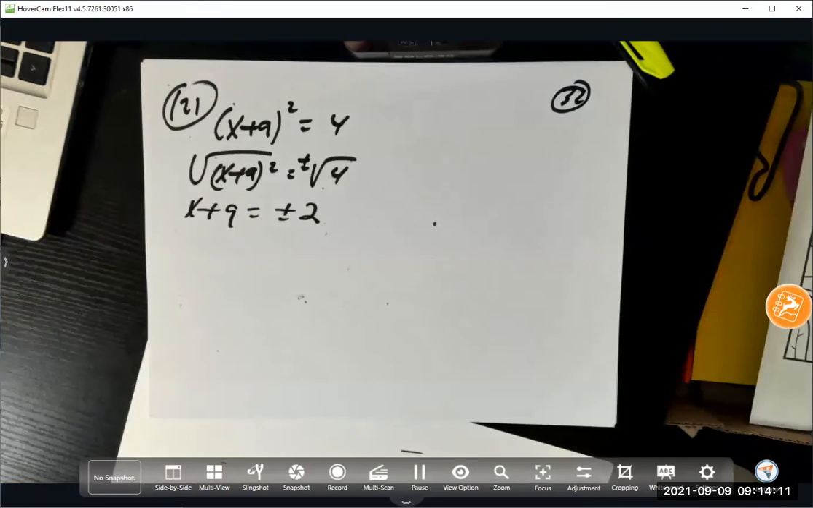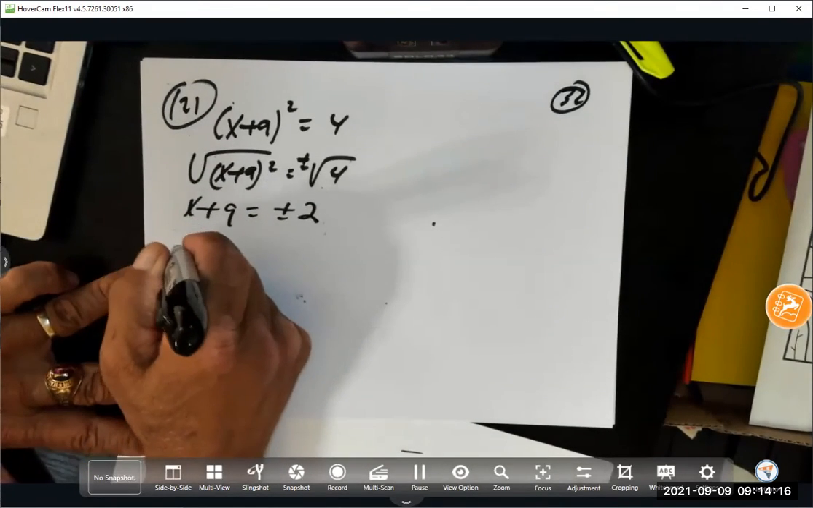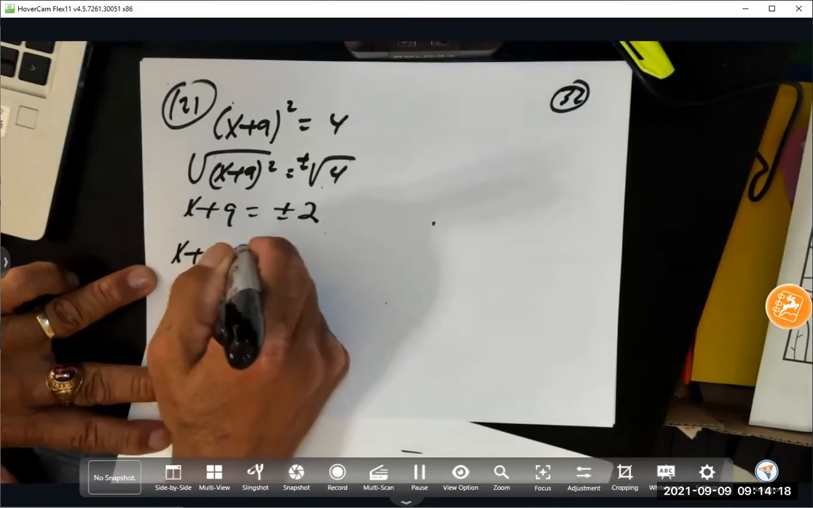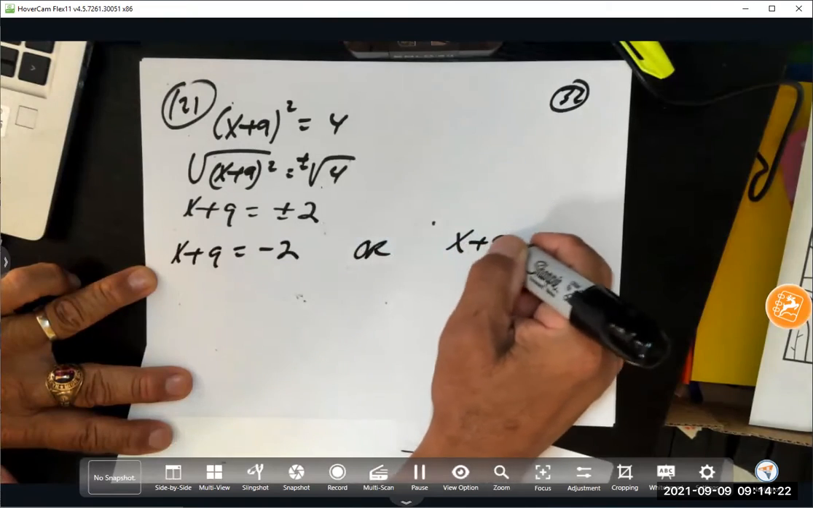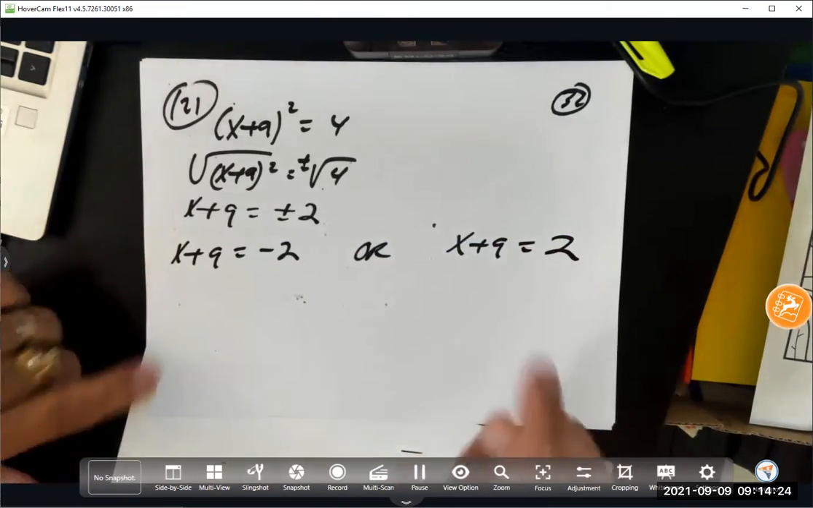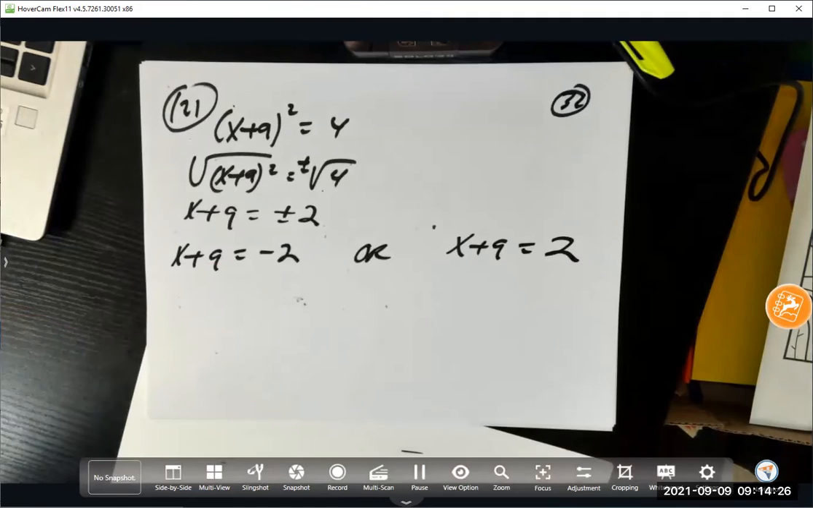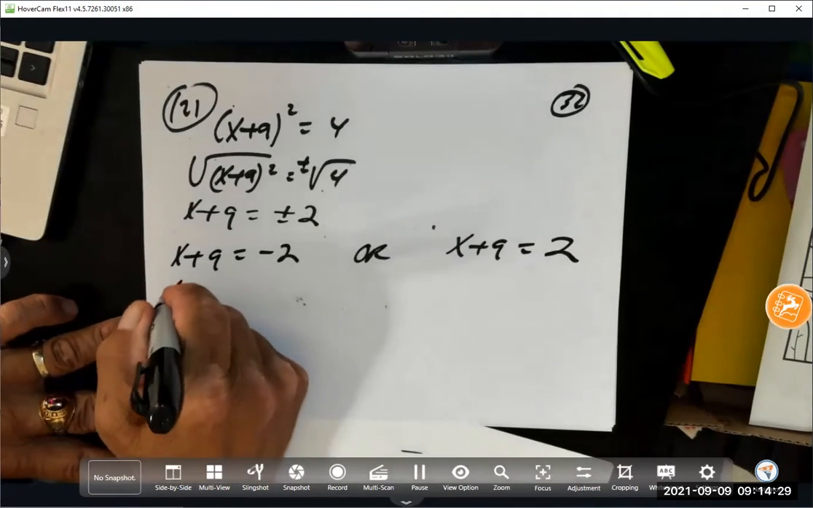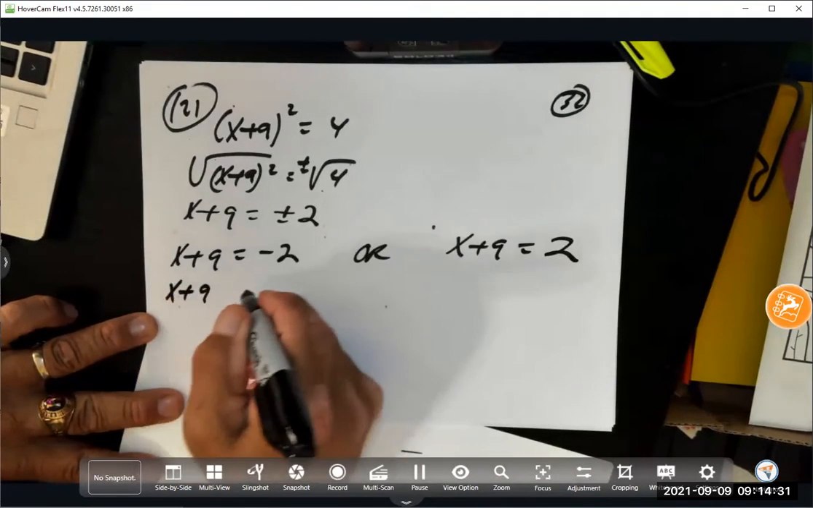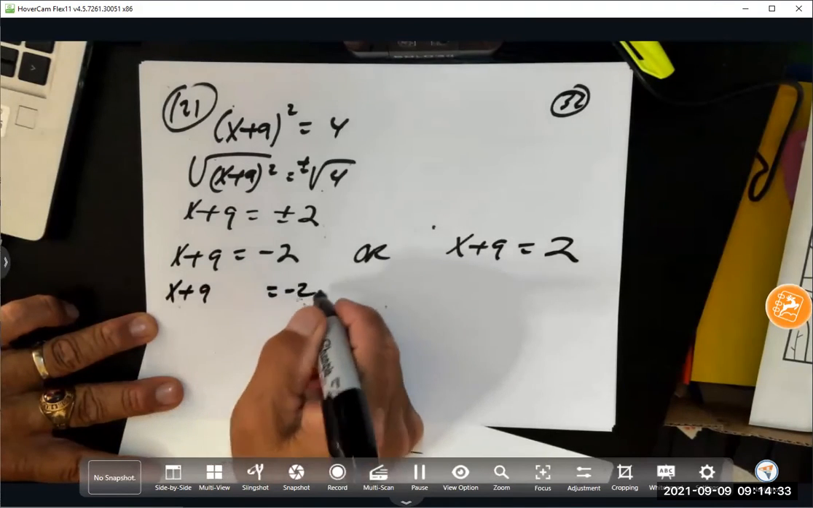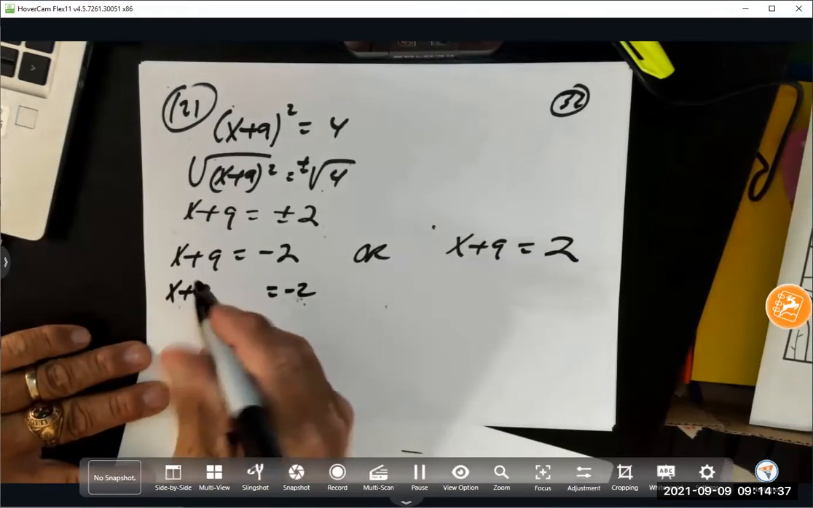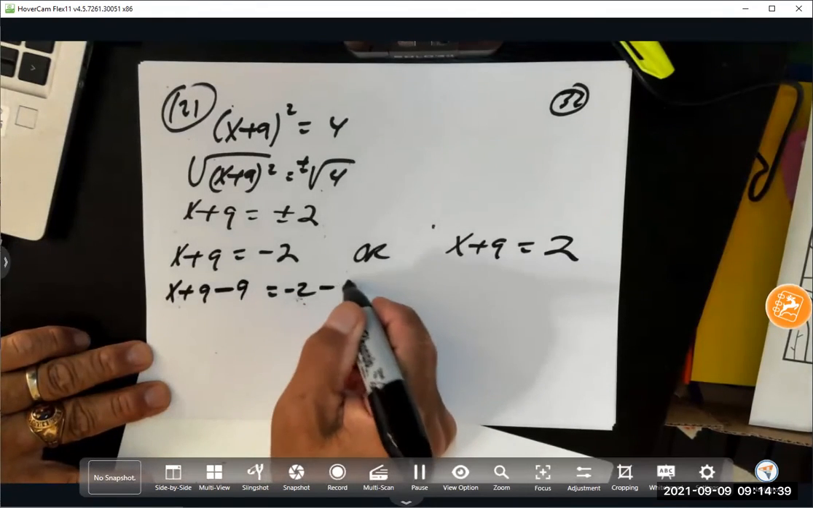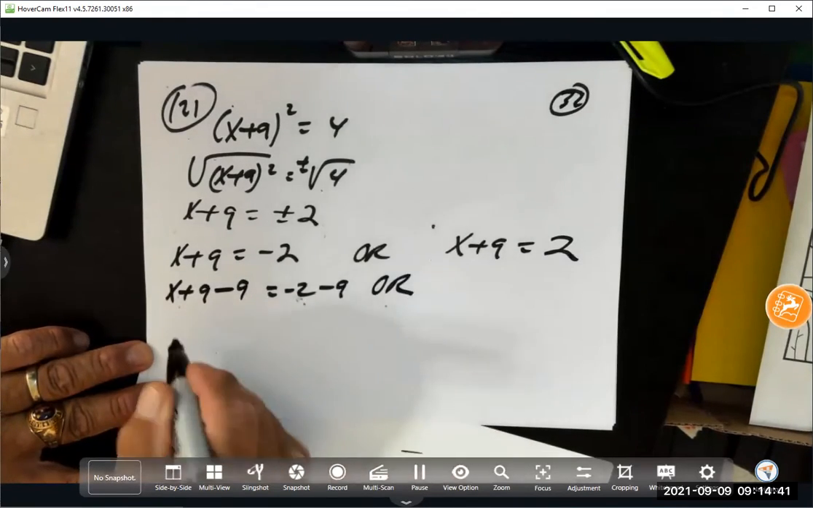So now, things that could happen are, we set it up, we said x plus 9 is negative 2, or x plus 9 is positive 2. Y'all see how I get those two answers right there? So now, x plus 9, what do I do to both sides? Subtract the 9. Yeah, minus a 9, minus a 9. All right, so these are gone.